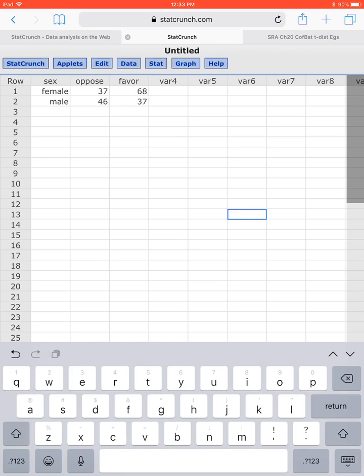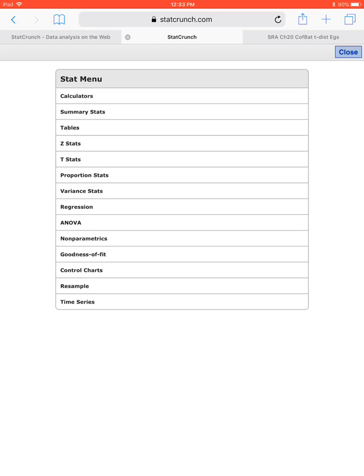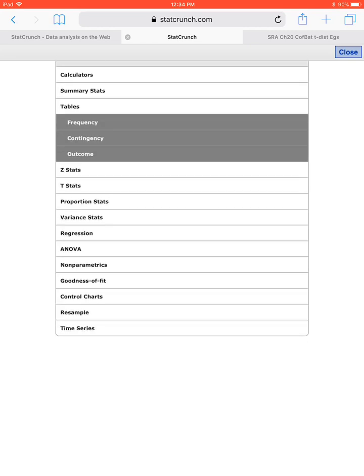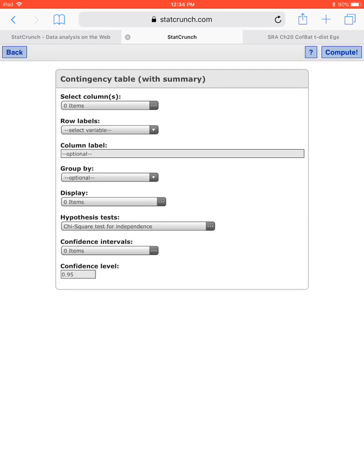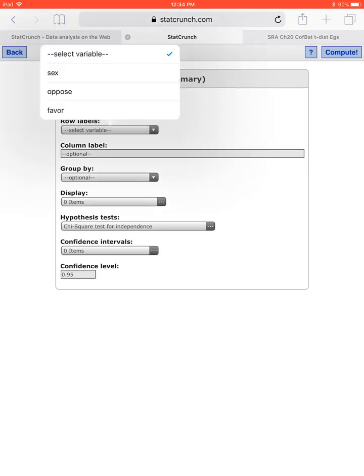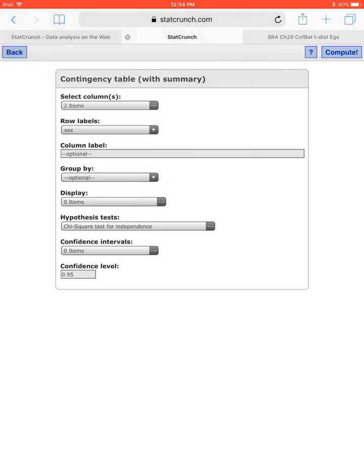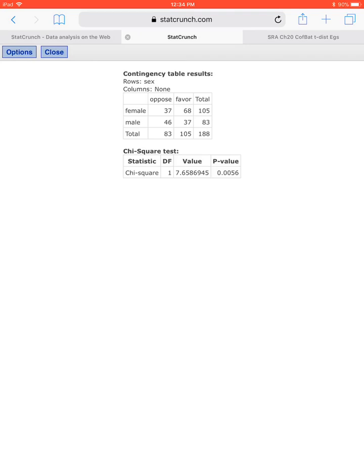Okay, so let's go check this out. We're going to go to Stat, choose Tables. You know where to go. It's a contingency situation, so we'll choose contingency. And here we have a summary, so we'll say with summary. Okay, so the column, that was oppose and favor. The row was found in sex, right? The gender part. Okay, and it already defaults, see here, for hypothesis tests, chi-square test for independence. So I will leave that there and compute.